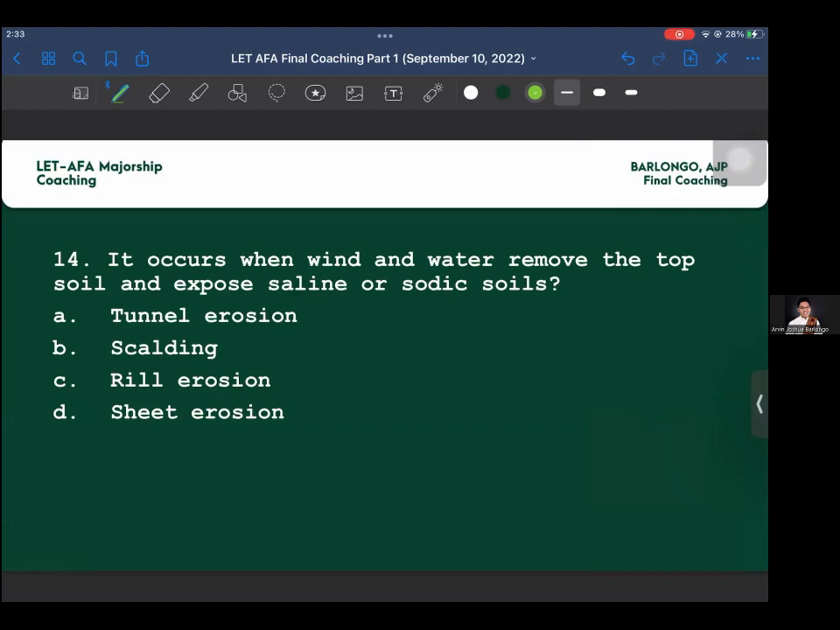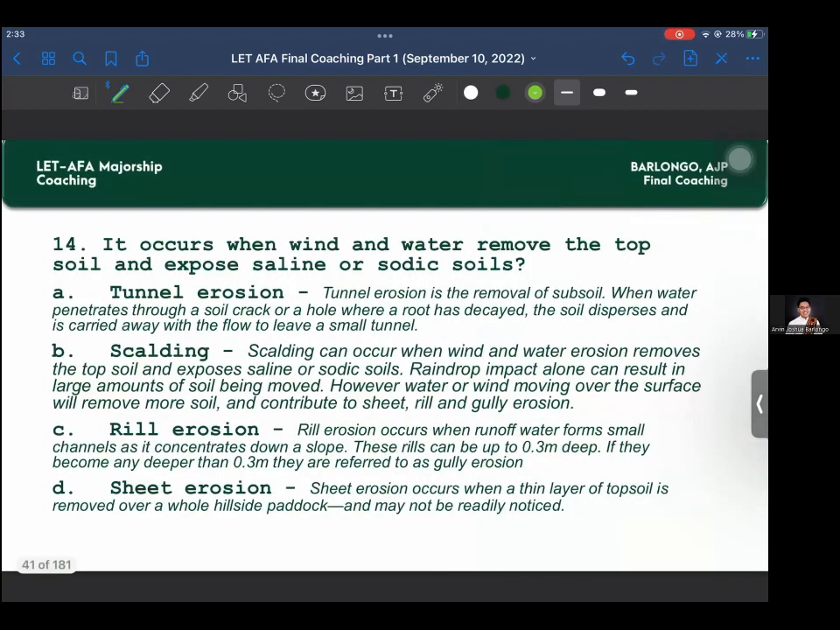So, for this one, the answer is letter B, which is scalding. So here are the different definitions of each type of erosion. This one is actually in the field of soil science. So we have different types of erosion.